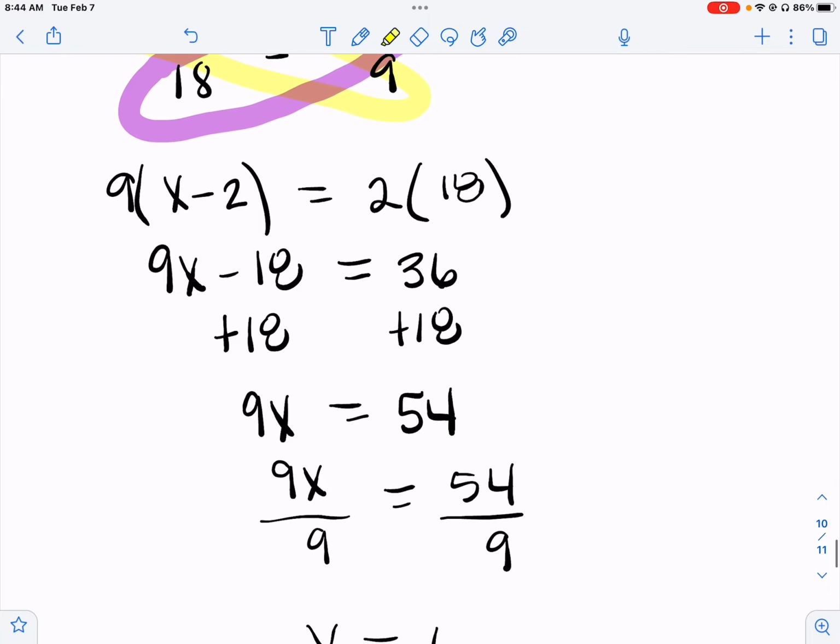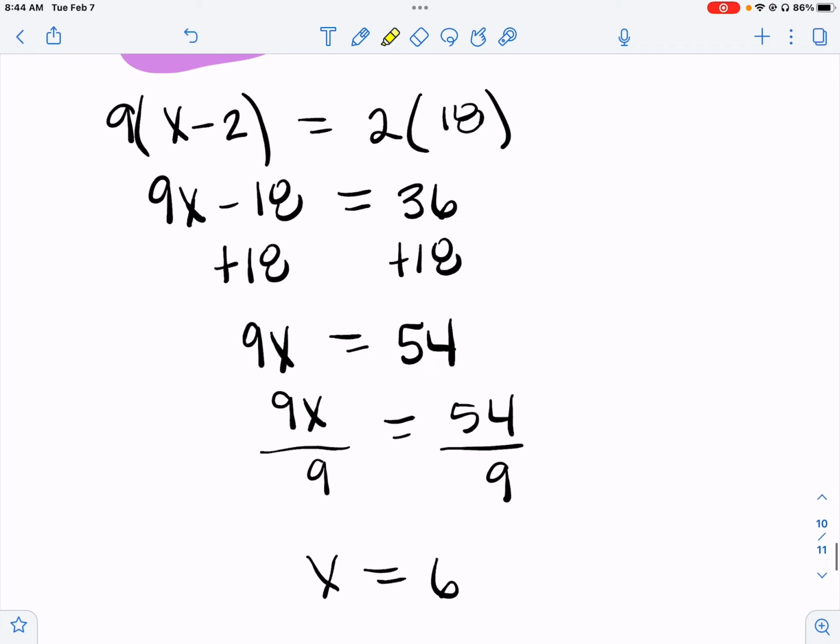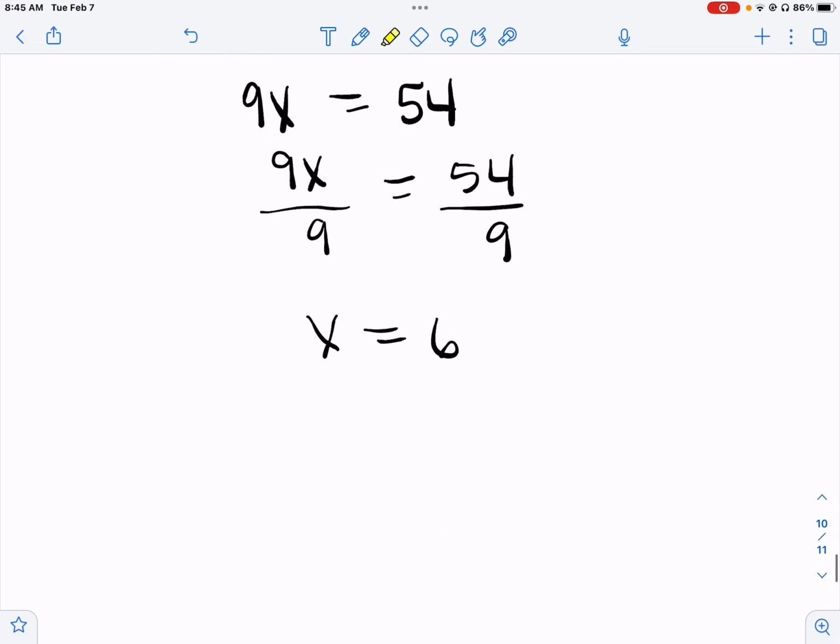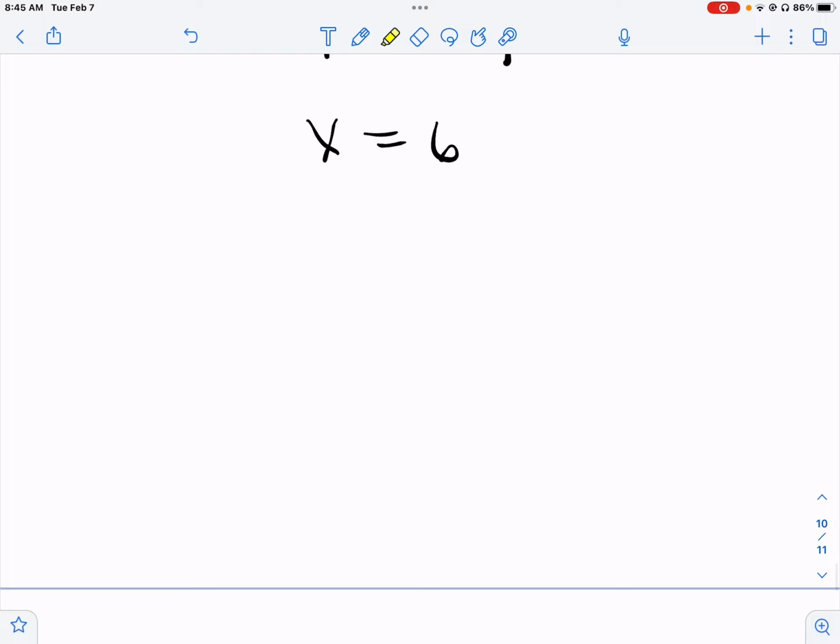Okay, now we solve. Well, you have to get rid of the plain number, minus 18. The opposite of subtract is to add. So we have 9x equals 54. Divide both sides by 9. We get x equals 6. Okay, and that's the end of that lesson.